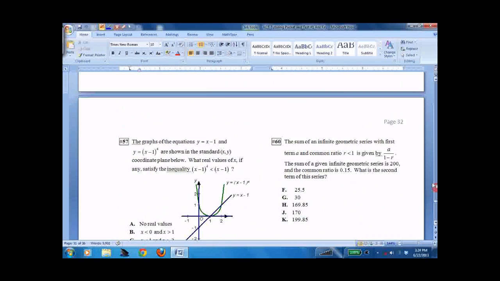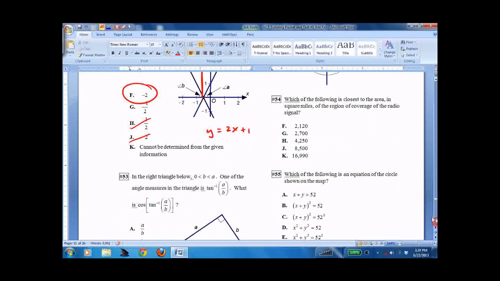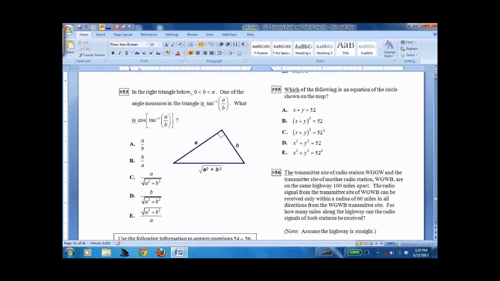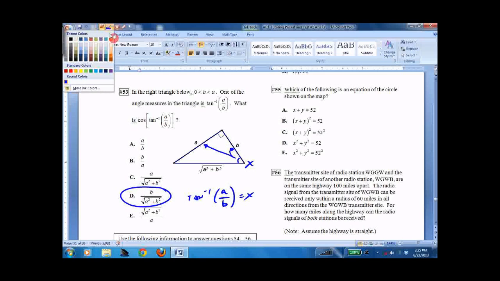In the right triangle below, one of the angle measures is tangent inverse of A over B. So that's opposite over adjacent. So it looks like we're here. Opposite over adjacent. So we'll call this angle X. So tangent inverse of A over B is X. What's cosine of X? Well, that would be adjacent, B over the square root of A squared plus B squared. So that would be D. Another tricky problem. You have to figure out which angle they're talking about and then just take cosine of that angle.